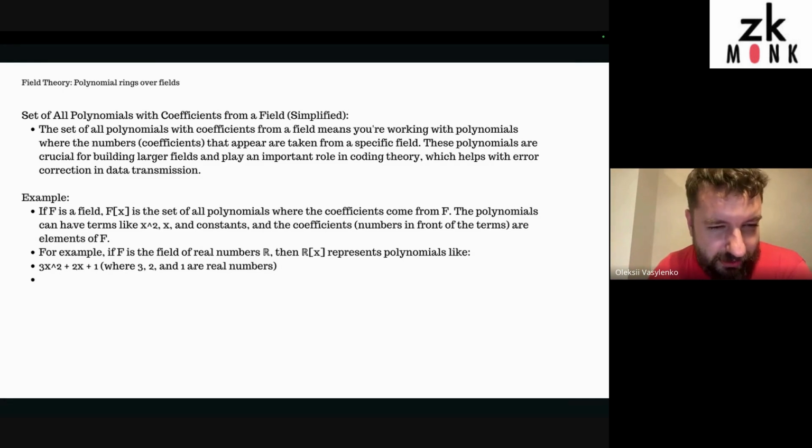So if we have a field and we have a set of polynomials where coefficients come from F, the polynomial can have terms like x, x power 2, and constants, and the coefficients are elements of the field.